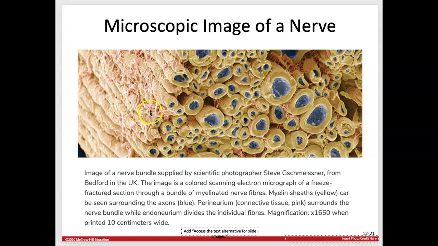You can see here, each of these blue things are axons, and those axons are wrapped in myelin sheath. Then you also see this bit of a covering here that is basically one of the connective tissue coverings, the perineurium, around the nerve itself. I don't know how often you would have a chance to see this, but I wanted to share it because when you put this bundle of axons together, that makes a nerve.